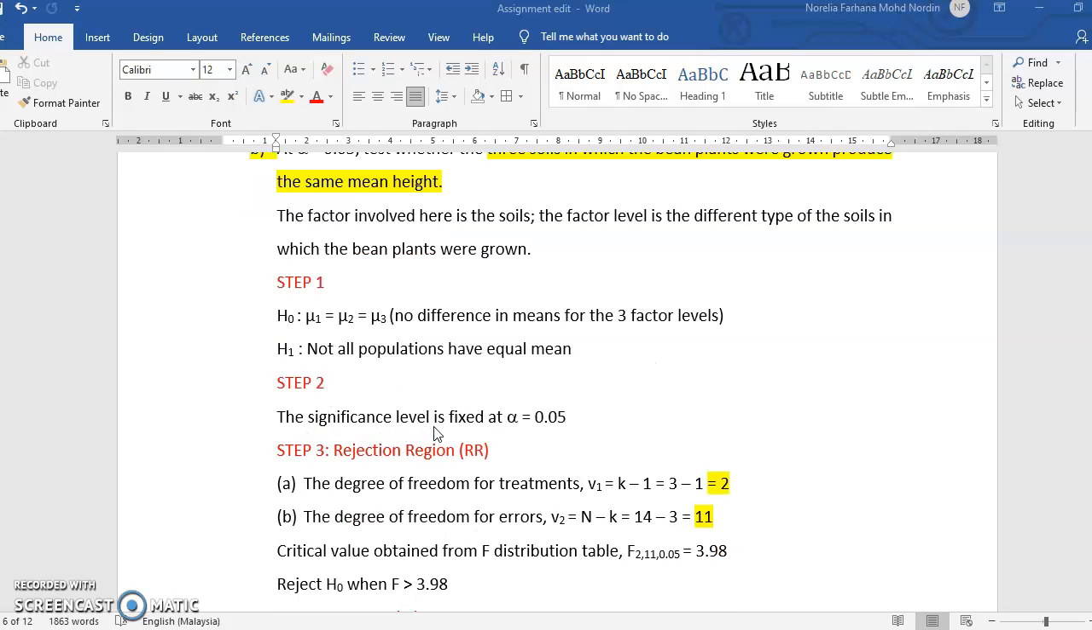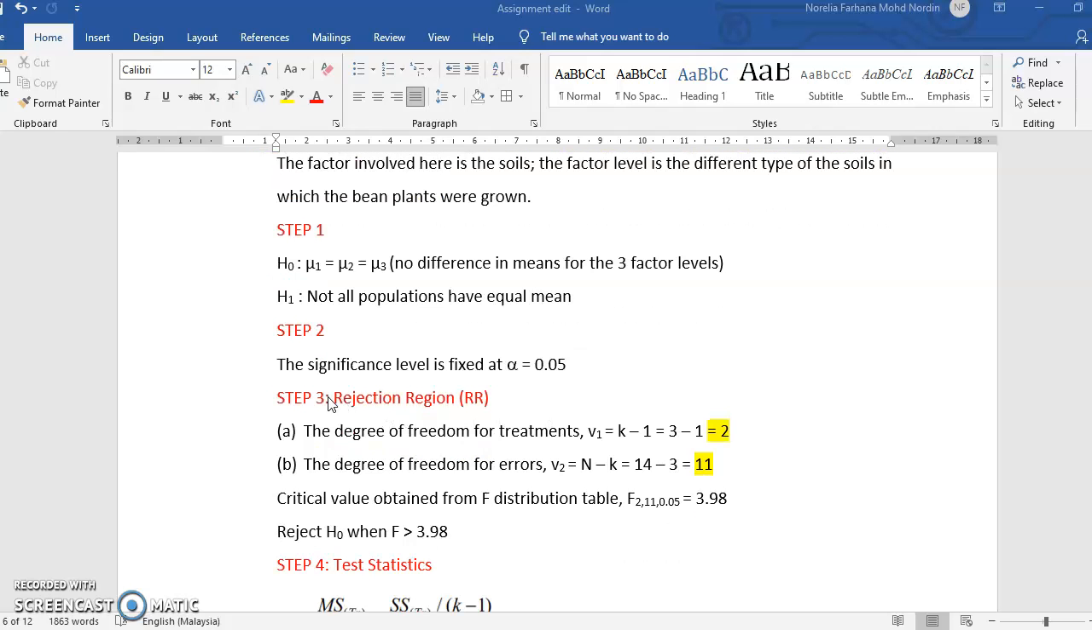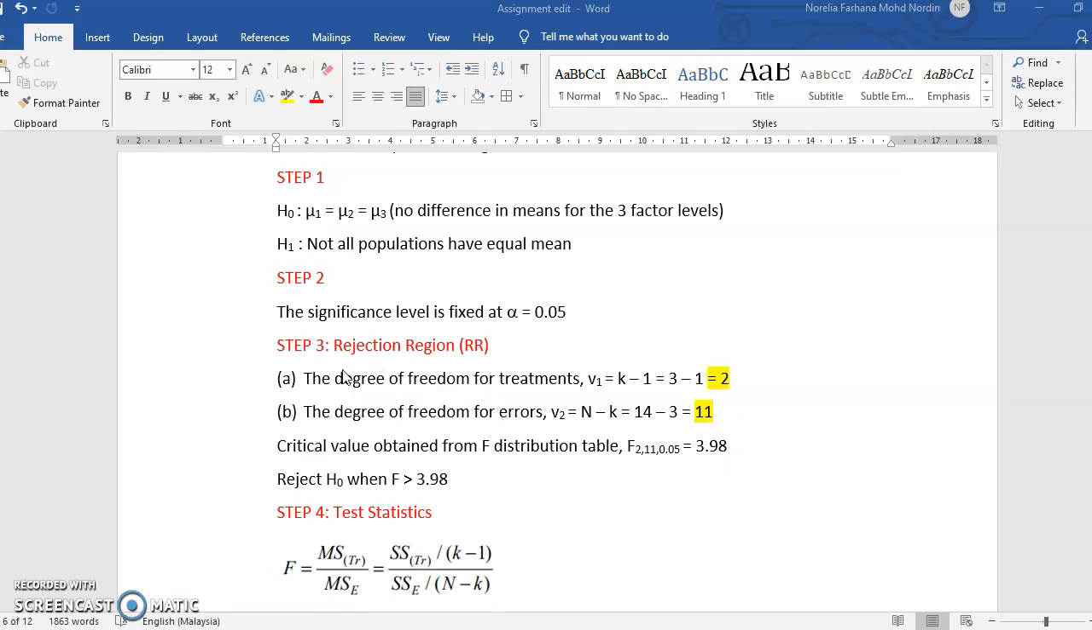Step 2, the significance level is fixed at alpha equal to 0.05. Third step, determine the rejection region, RR. The degree of freedom for treatments, V1, equal to K minus 1. K is number of groups, which is 3, minus 1 equal to 2. The degree of freedom for error, V2, equal to N minus K. N is number of total sample data, 14, minus 3 equal to 11.